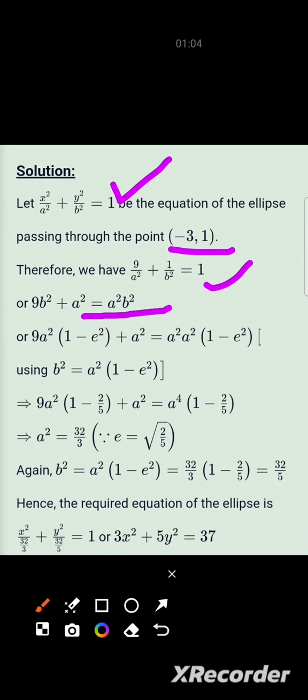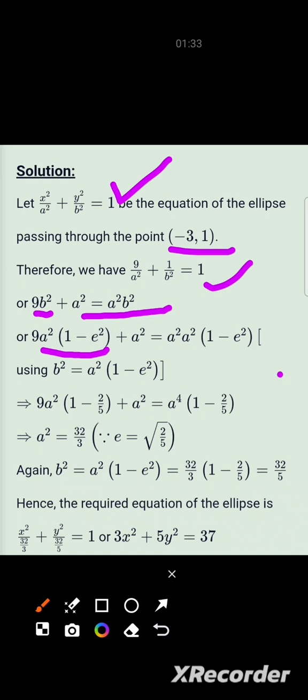Now it is given that the eccentricity e is equal to the square root of 2 by 5, so e square is equal to 2 by 5. Now what do we know? That b square is equal to a square times (1 minus e square). So we are going to substitute the value of e as root 2 by 5, or e square is equal to 2 by 5. That is what has been done here.